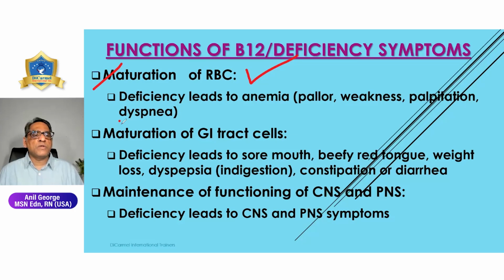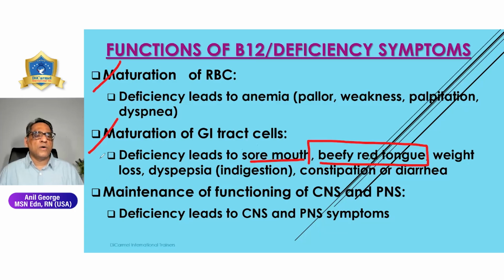It also has a role in maturation of the GI tract cells. It also has a role in maintenance function of the CNS and PNS. So likewise, it can affect the functioning of several different systems. As you can see, the first one, again, is maturation of RBCs. Deficiency leads to anemia, as we already discussed, which can cause pallor, weakness, palpitation, dyspnea. And second is GI tract cell maturation. Deficiency leads to a sore mouth and the very classic beefy red tongue, which you will see a lot in questions. Also weight loss, dyspepsia, which is indigestion, constipation, diarrhea, etc.